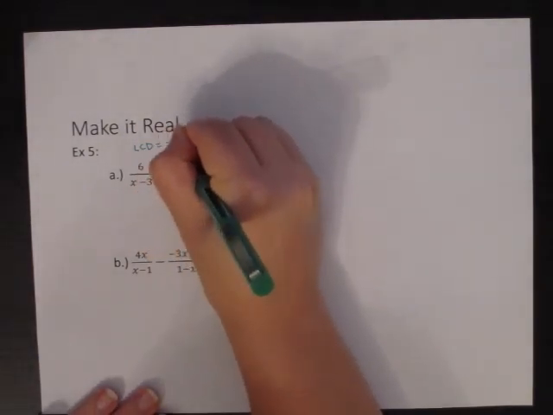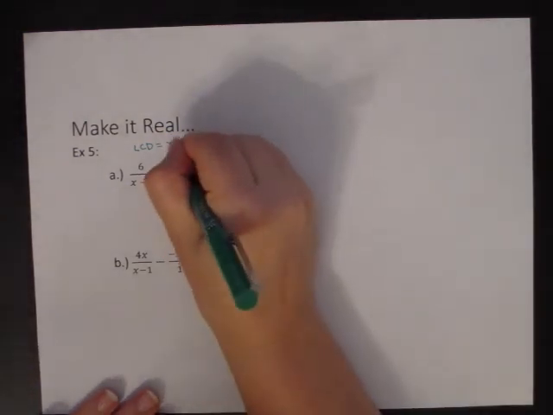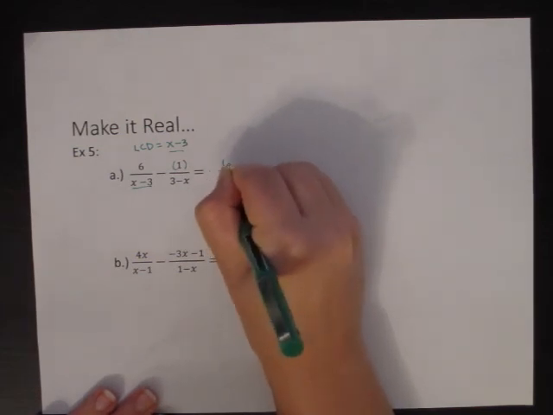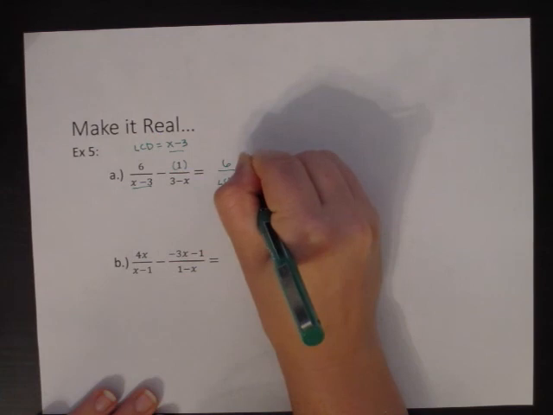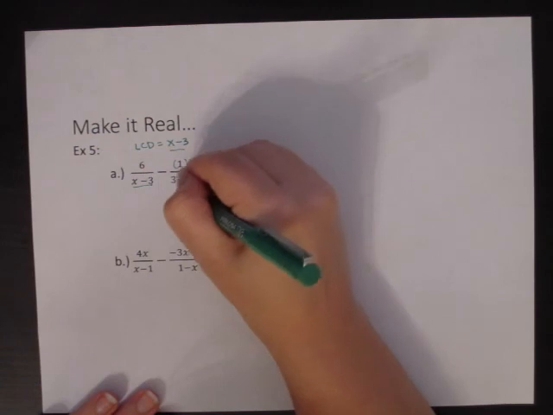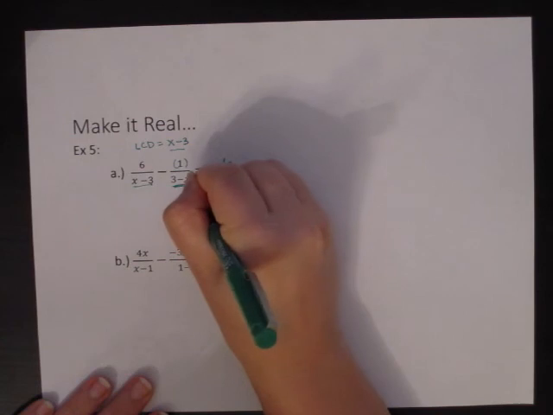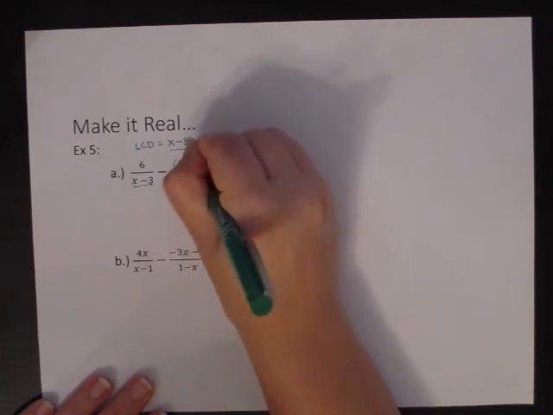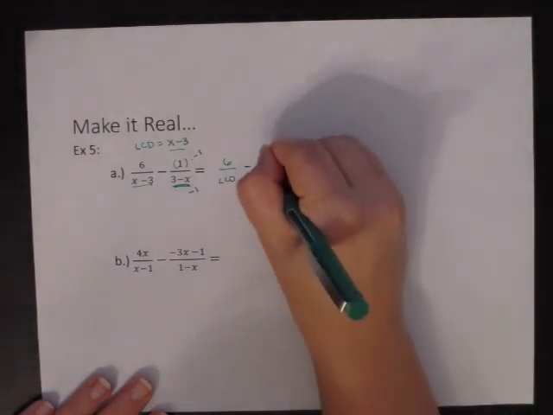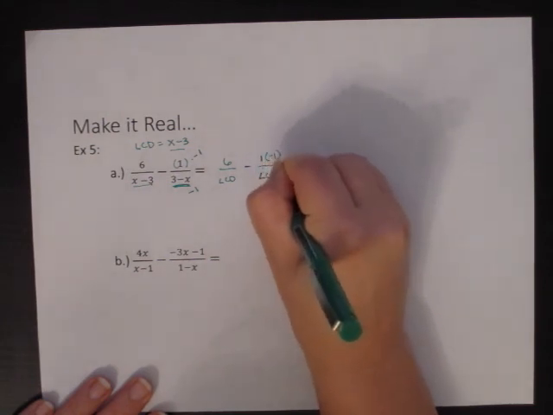So my LCD is going to be x minus 3. So now I compare my LCD to my first denominator. There's nothing that I need to change, so I'm going to go 6 over LCD minus. In order to change my second denominator to look like my LCD, all I have to do is multiply by -1. So I multiply the top by -1 and I multiply the bottom by -1. Because what I do to the bottom, I have to do to the top. So I've got 1 times -1 over LCD.